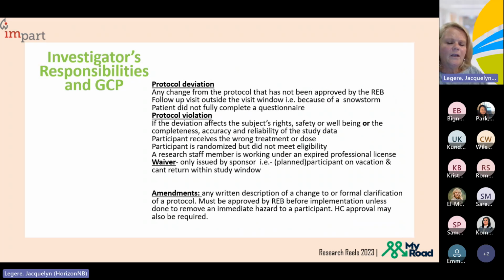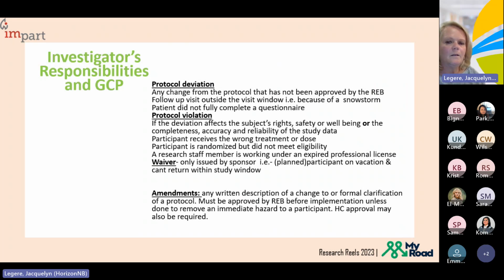Protocol deviations. Protocol deviations are considered a change from the protocol. So when your Research Ethics Board approves your protocol, version date June 2023, that's your study plan, right? That's your blueprint, how you're going to conduct your study. If there's a change from what's in that plan that wasn't approved by the REB, and it's kind of an administrative type thing, for example, because we live in New Brunswick and we're snowed in from December till June, if a patient can't make it back to the site for a visit, and they're out of window at a visit window, then that would be considered a protocol deviation.